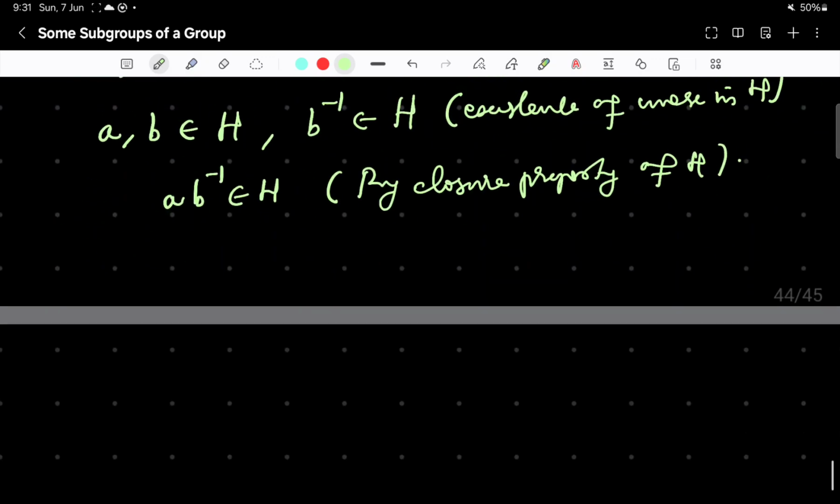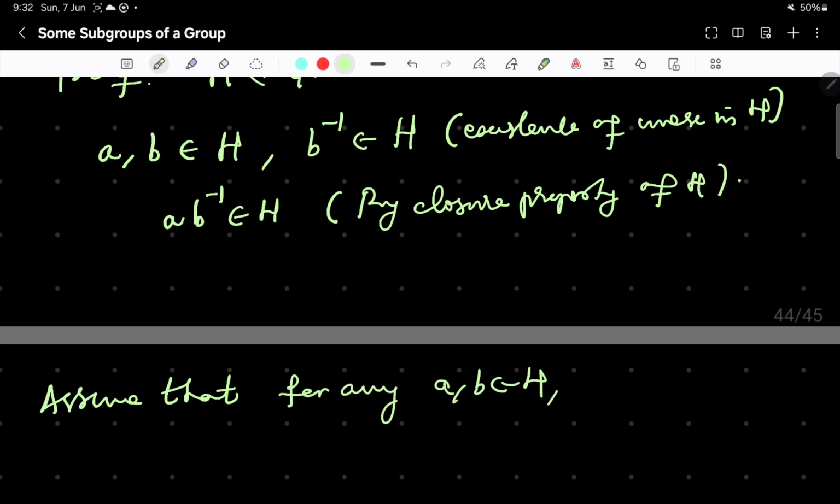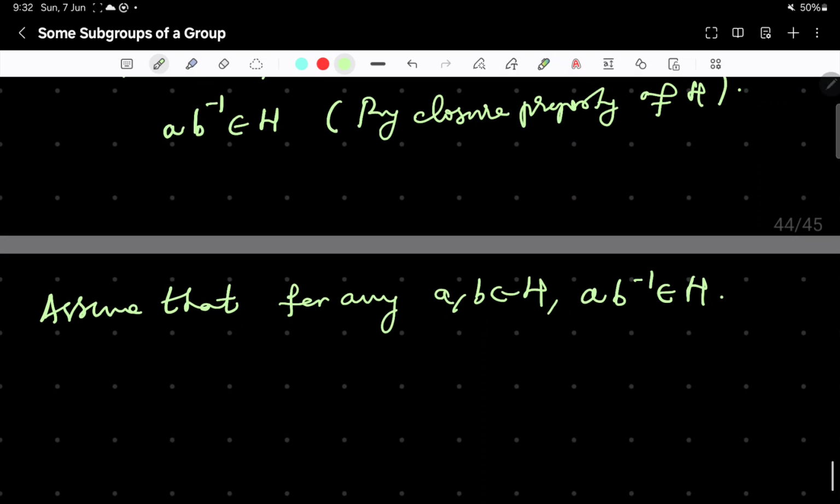Now the task is to assume that for any a, b in H, we have ab inverse in H. Now we have to prove that H is a subgroup. We are doing it in a special order. First we show the existence of identity.